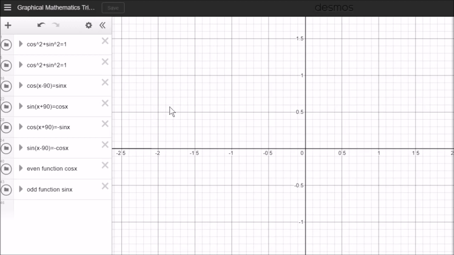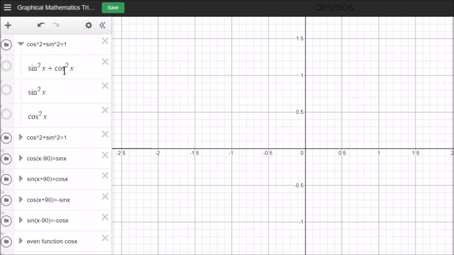Let's go ahead now and we'll look at a few of the most common trig identities in the graphical calculator, and after we've done that we'll go and derive a few others by ourselves. So the first one here is cos squared plus sine squared is equal to 1. There's two versions of this.